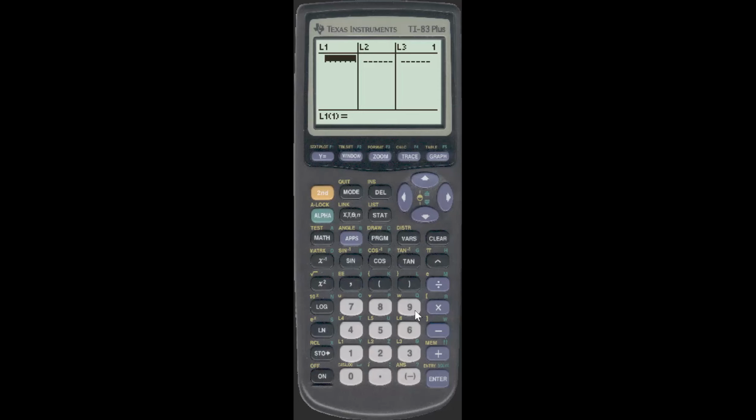All right, so let's get that data into the list here. Just getting the paper ready. So number 6. L1 would be 1, 2, 4, 6, 8, and then L2 would be 9, 12, 17, 26.